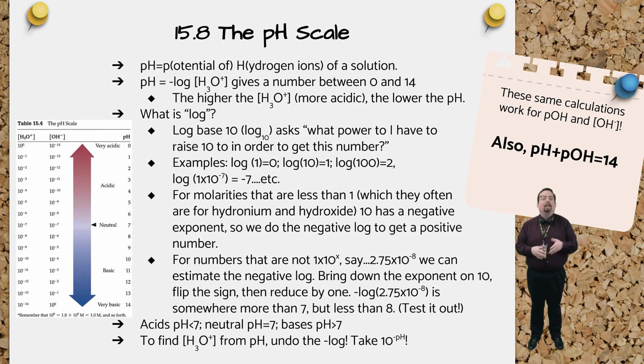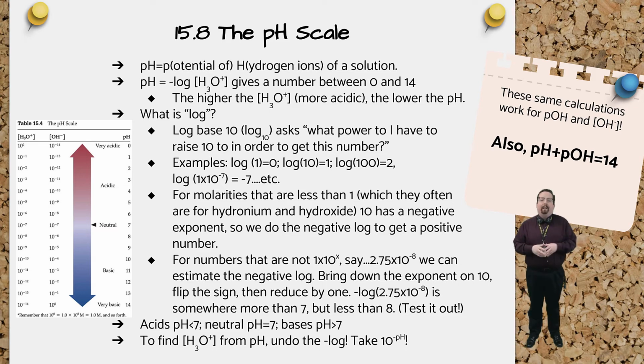For instance, the log of 1 is 0 because 10 to the 0 is 1. The log of 10 is 1 because 10 to the first is 10. The log of 100 is 2 because 10 squared is 100, and so on and so forth. This is pretty simple for any number that's just 1 times 10 to the something. In those cases, the log is just the exponent on 10. If I did the log of 1 times 10 to the negative 7, the hydronium concentration in pure water, I get negative 7. That's why we do the negative log of our hydronium concentration, so we can get pH values between 0 and positive 14.